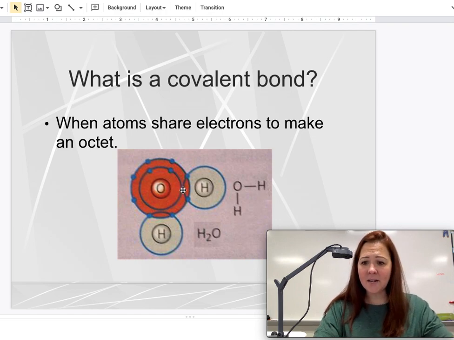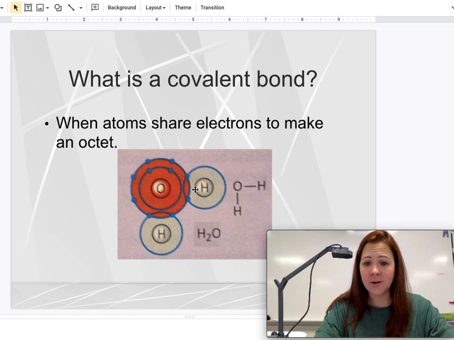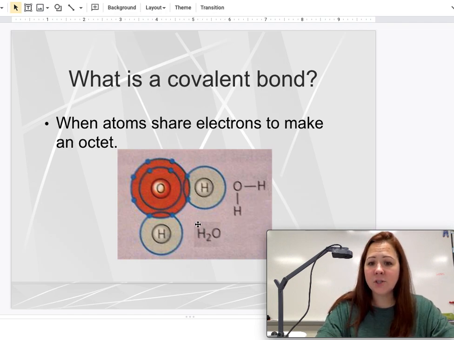So they have this conversation. They say, hey, I need an electron. And they say, hey, I need an electron. And so they come to a mutual agreement that they're going to share these electrons right here and right here in order to get a full octet. When oxygen does this with 2 hydrogens, it ends up with 1, 2, 3, 4, 5, 6, 7, 8 electrons. Hydrogen has 2, which is a full octet for hydrogen, and this hydrogen has 2, which is a full octet.